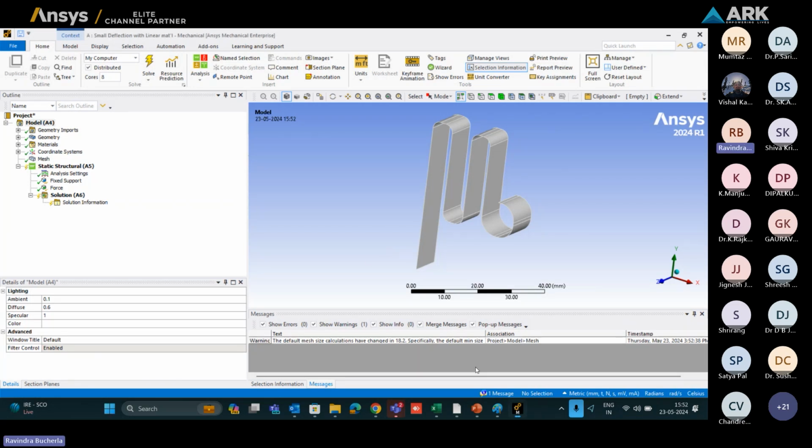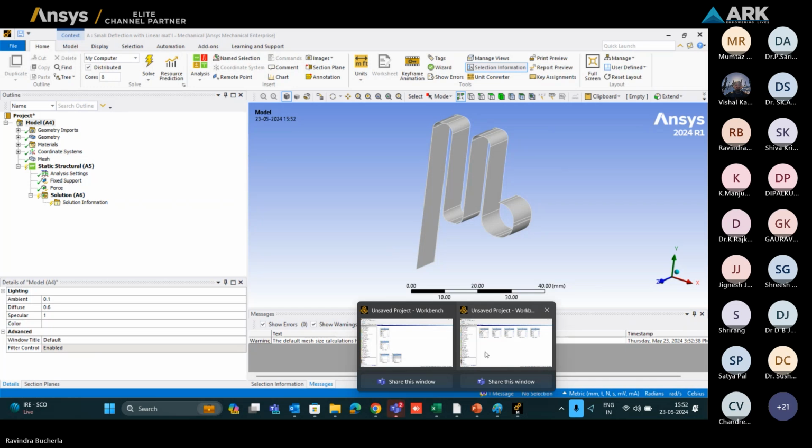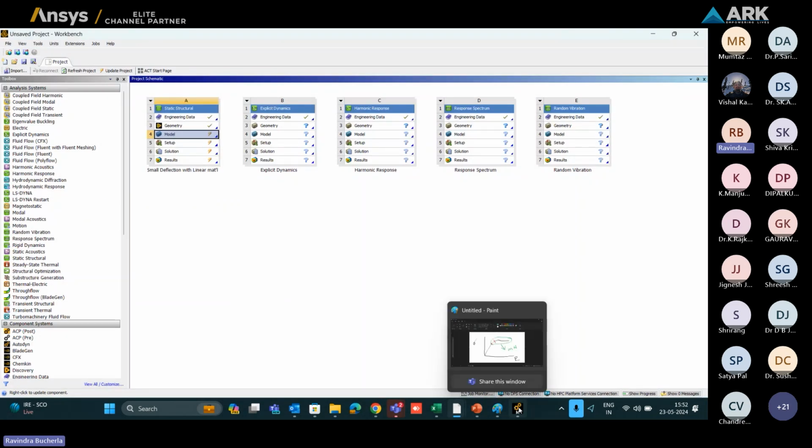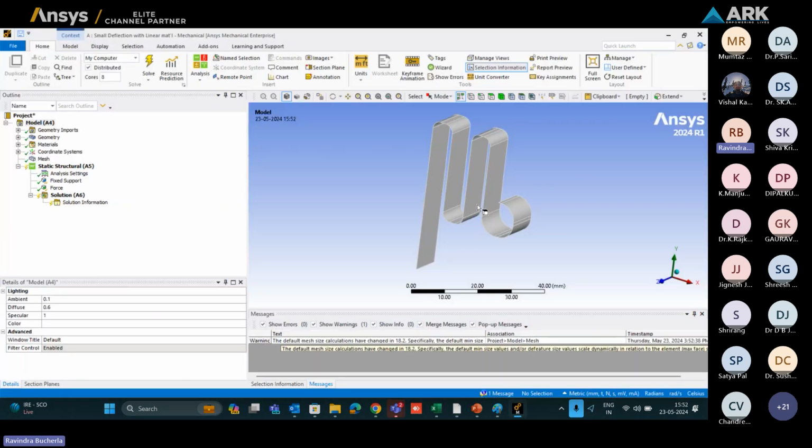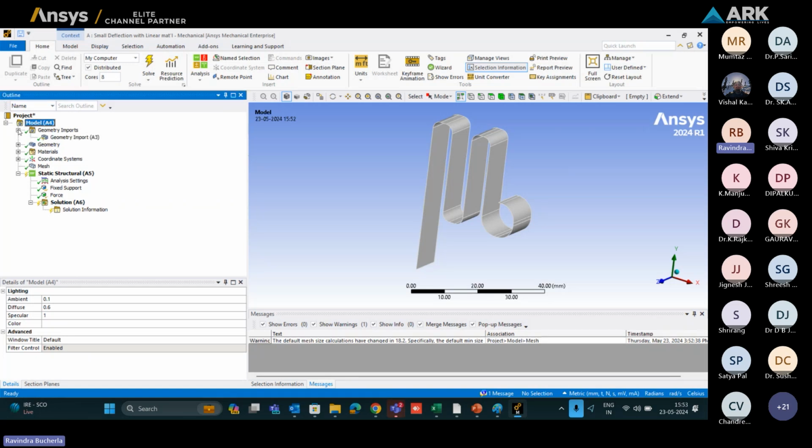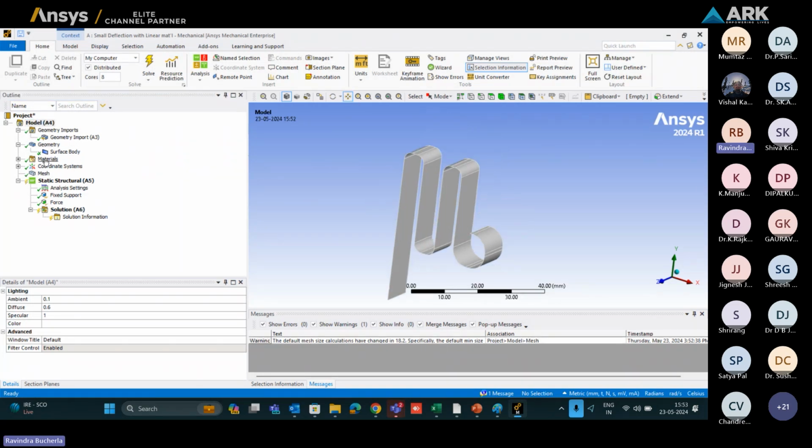Okay, so once we click on the model, it will open the mechanical window where we will be following this structure to solve our problem. Let's see how this structure will help us. I'll just explain the details. I assume you know a little about this Ansys platform to solve any problem. Okay. So this is the geometry.